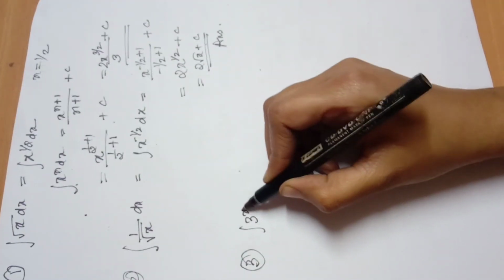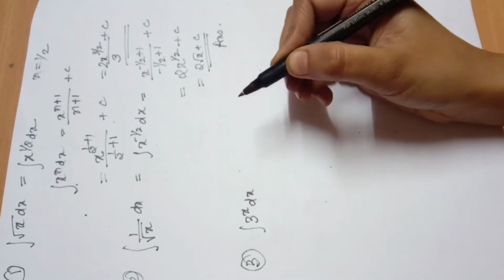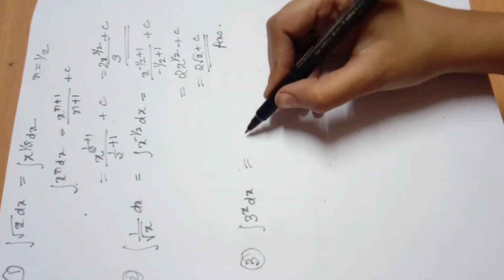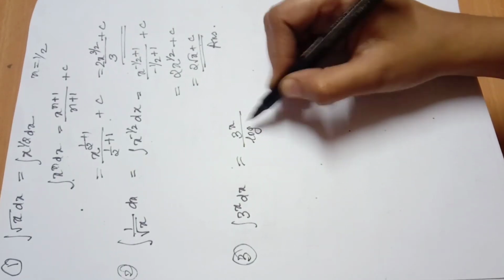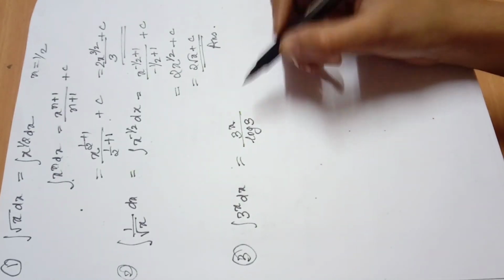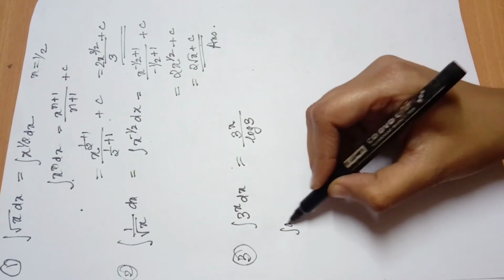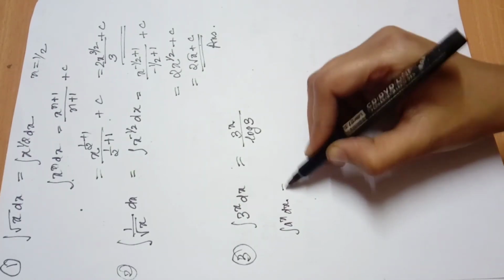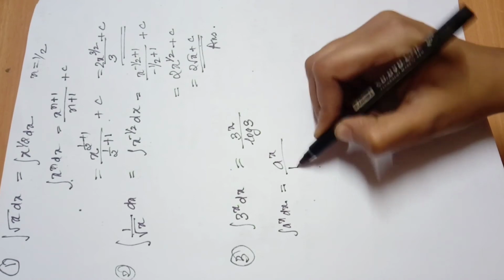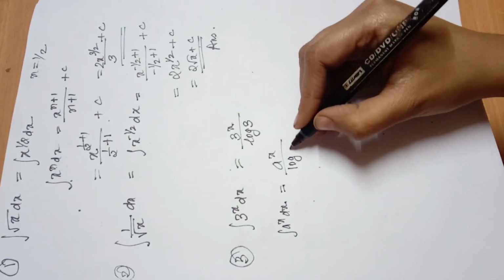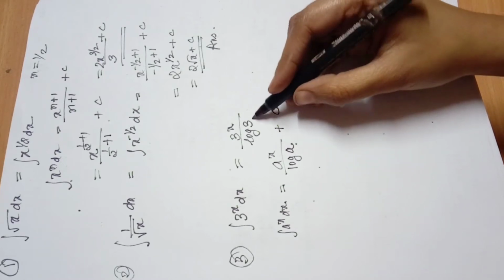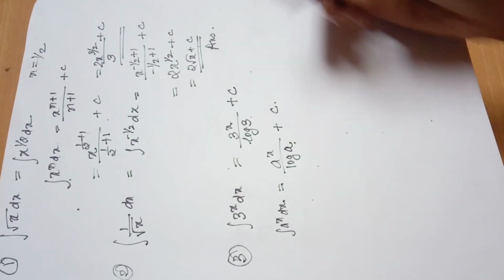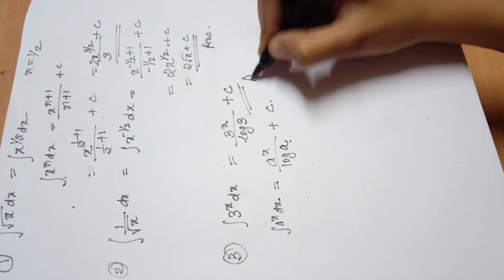This is 3 to the power x dx. This is a very simple question. Directly we'll use the formula. So it becomes 3 to the power x by log 3, because here we'll use the a to the power x dx formula, and that is a to the power x by log a, plus c. A here is 3 and plus c would be there. So this is the answer for my third question.